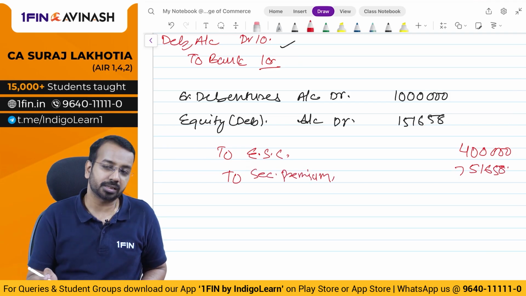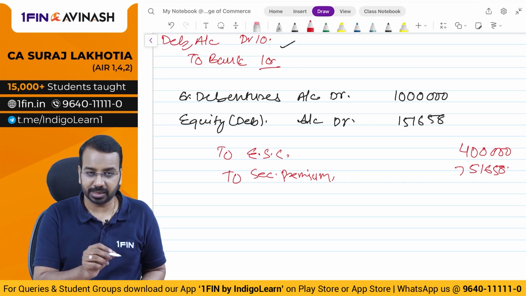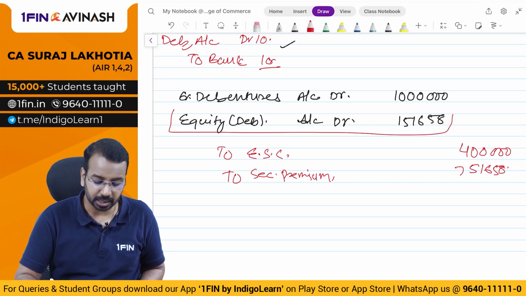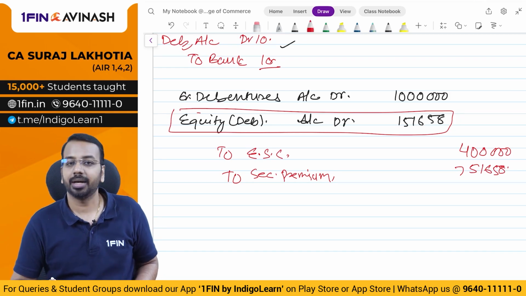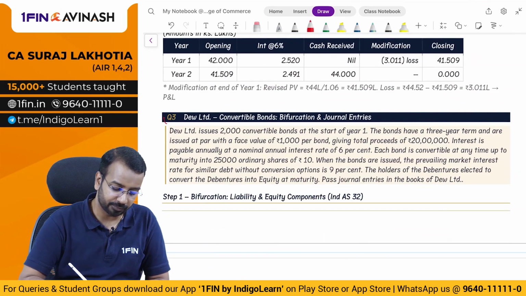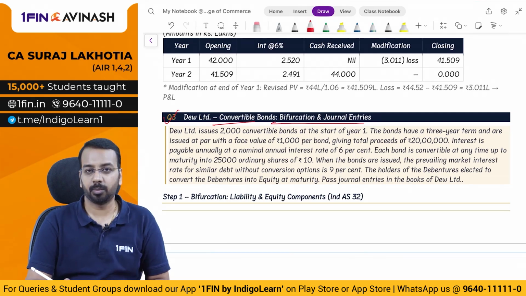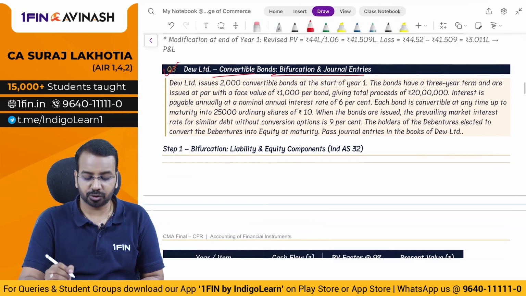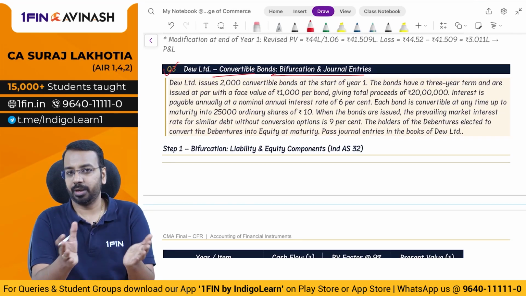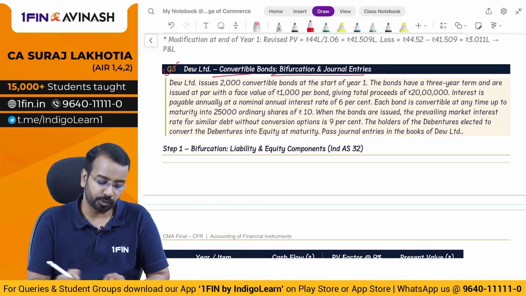In some cases in the study material, and also in the past exam papers I have seen, they have not considered this component, which is incorrect. You have to consider this component as well. I hope it is clear. Same way, next question, convertible bonds, same concept applies. I will just show you quickly how to calculate the present value of liability. After that you will be able to pass the remaining entries on your own.